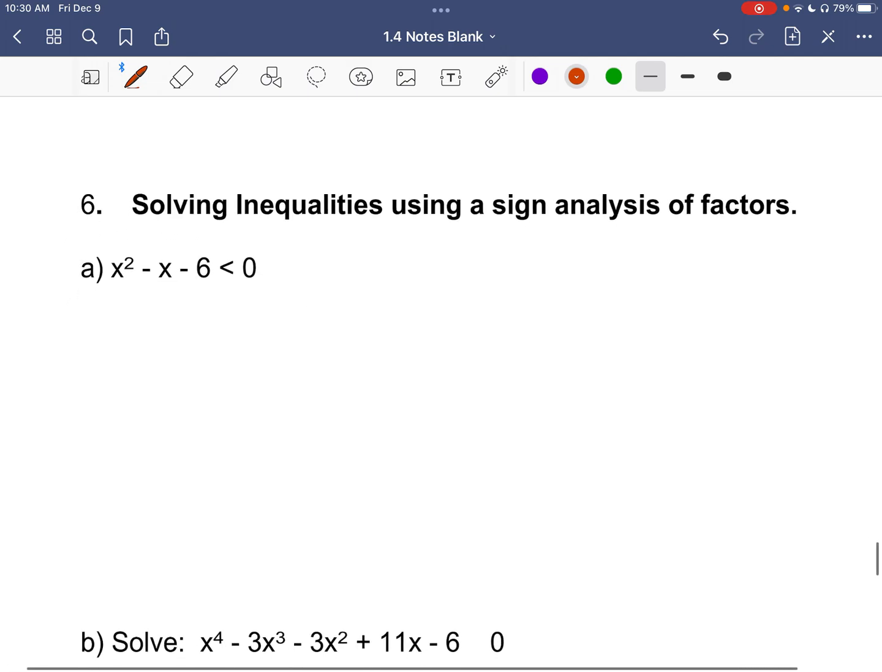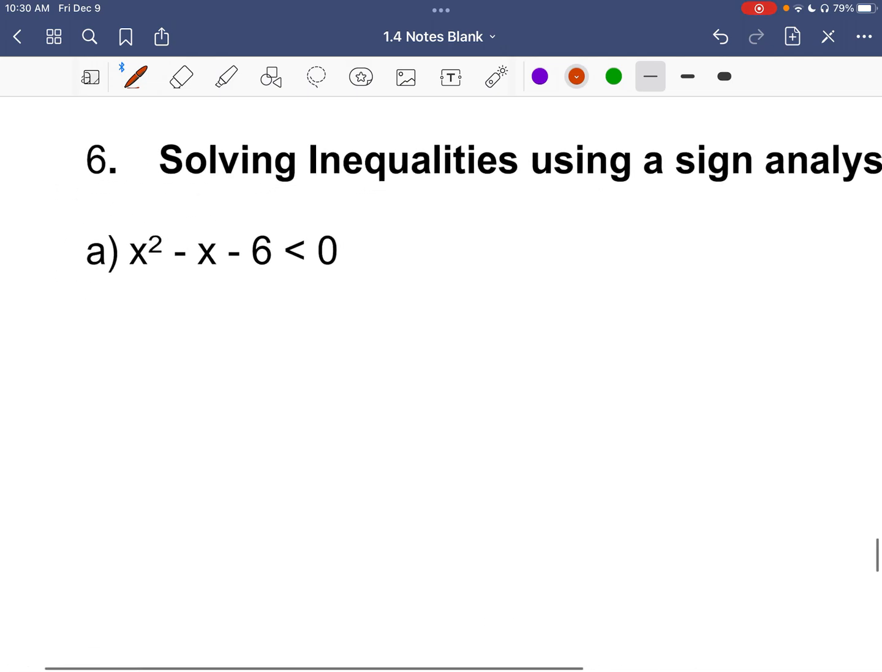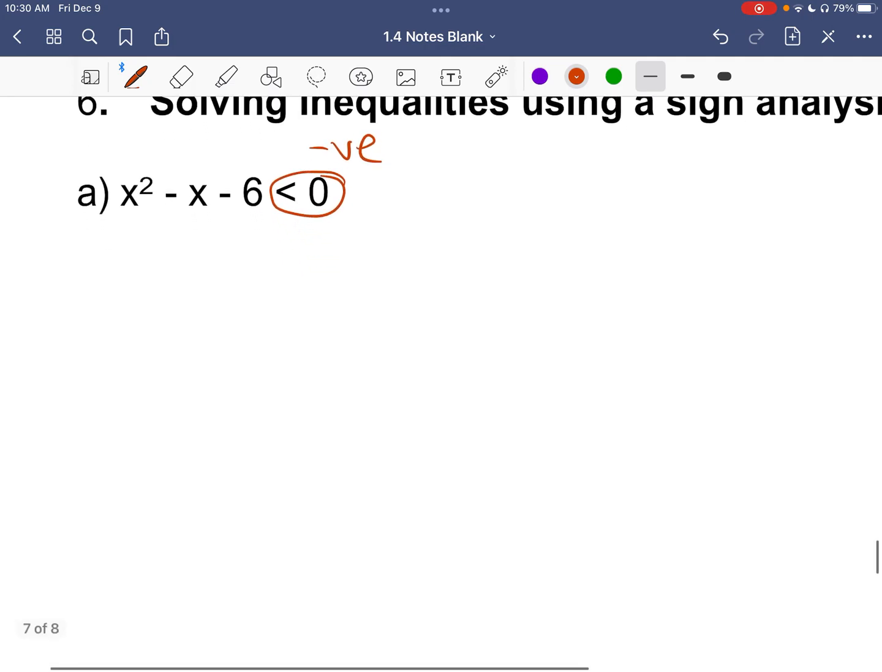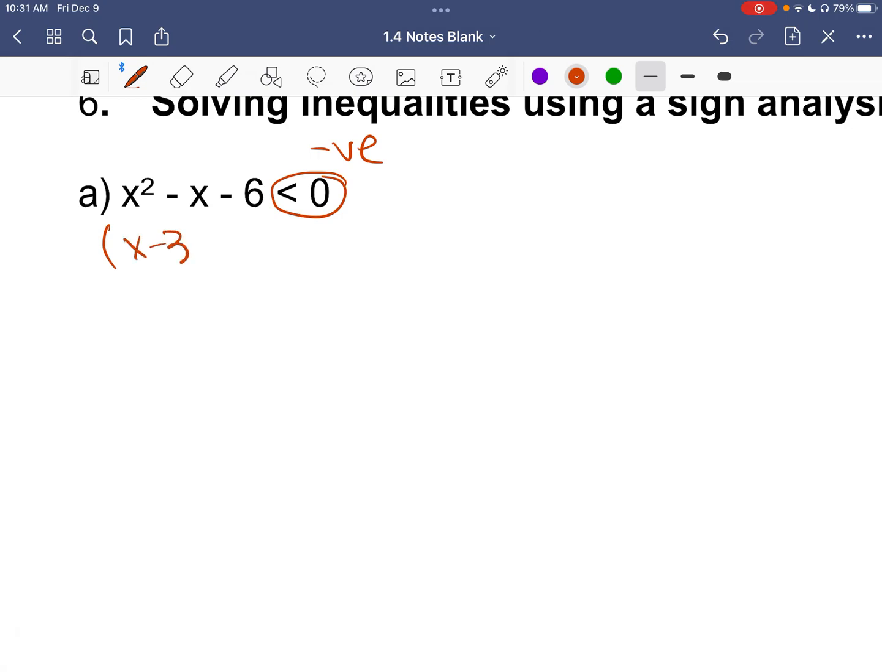So solving inequalities using sign analysis. When we're using sign analysis, basically, if we set our function equal to 0, this tells us if we're looking for positives or negatives. So in this case, we are looking for where all of our y values are negative. So for sign analysis, we need to factor. Multiplies to be -6, adds to be -1: x minus 3, x plus 2 is less than 0.